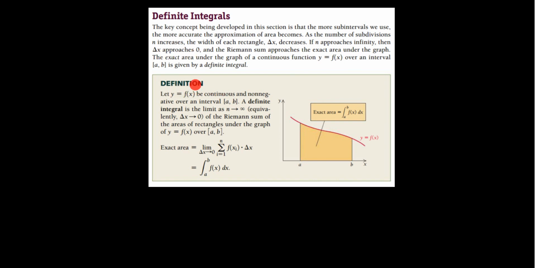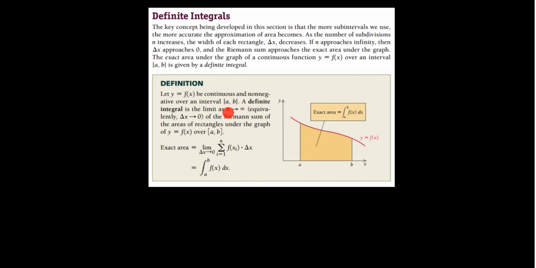So the definition here, so if we let y is equal to some f of x, okay, so we have some f of x, and that's just the pink line right here. So y is equal to some f of x, okay? It's continuous, it's non-negative, and it's over the interval a to b, some a to b. Again, just looking at this example, we have some interval there. A definite integral is the limit as n approaches infinity. Again, n in our case being the number of rectangles, right?